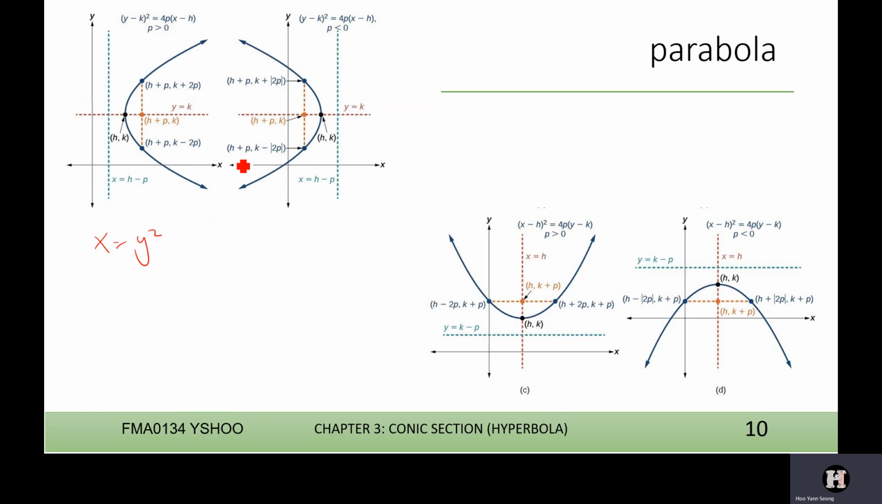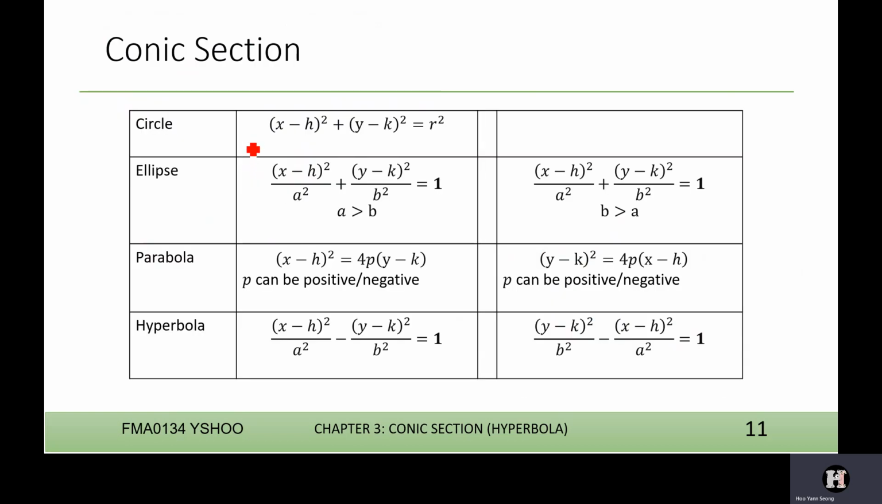Now let us look at the four standard equations of the conic section. These four can form the general equation. Let's say you have ax squared plus by squared plus cx plus dy plus e equals 0.